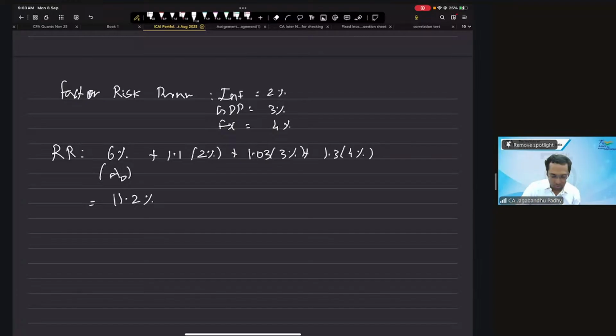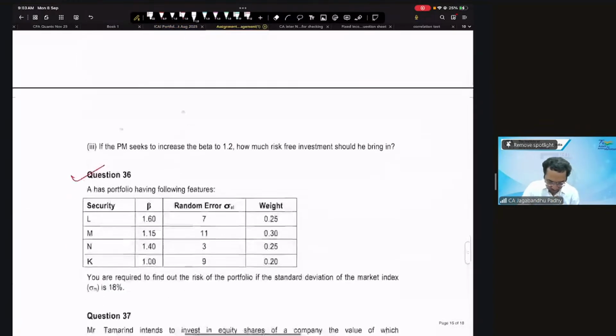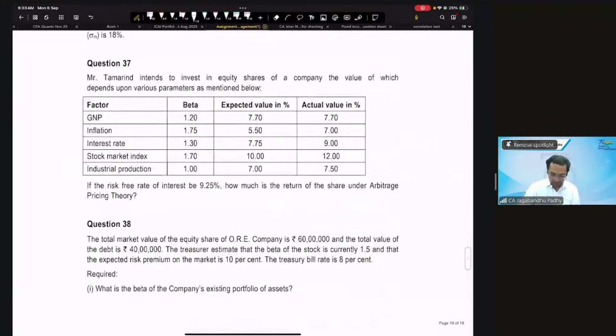Now, let us do question 37. So Mr. Tamarin intends to invest in equity shares of a company, the value of which depends on the various parameters mentioned below: GNP, inflation, interest rate, stock market index, and industrial production. So we have beta, expected return, and actual value. If the risk-free rate is 9.25, how much is the return on the share under arbitrage pricing theory?